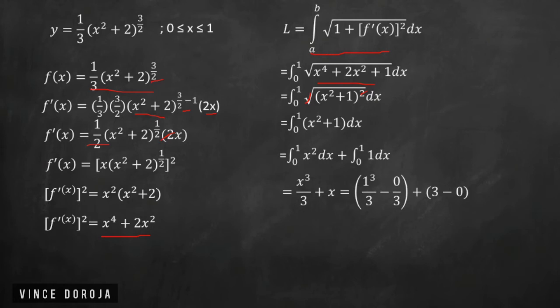Una, substitute natin siya sa x cubed over 3. 1 cubed over 3 minus 0 over 3 plus next ng x, 3 minus 0. 1 cubed over 3 minus 0 over 3 is equals to 1/3 and 3 minus 0 equals to 3. Pag-add natin yung dalawa, magiging 1 plus 3 over 3 at ang sagot is 4 over 3.